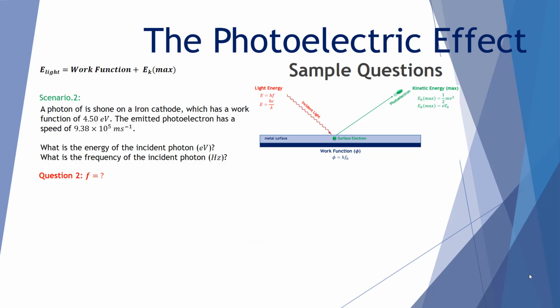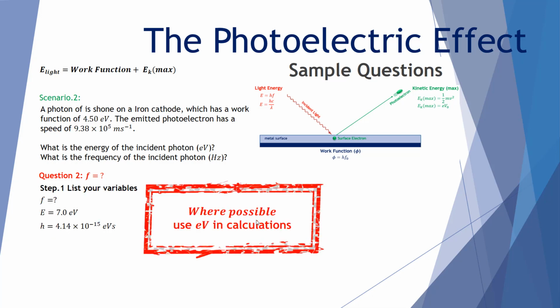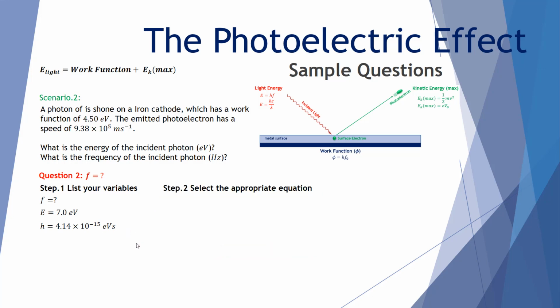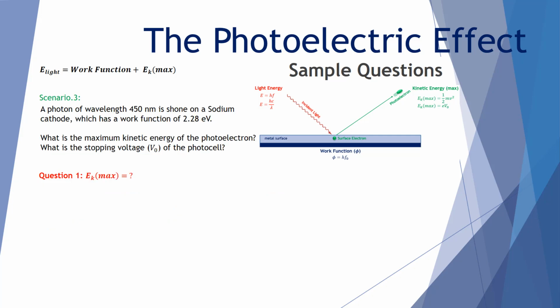Question 2 of scenario 2, we want to calculate what's the frequency of the incident photon in hertz. Now again, where possible, let's use electron volts for our calculations. We already have the energy in electron volts, so let's use Planck's constant as the electron volt version. So we know that E equals hf. And from that, we can work out the frequency of light is equal to the energy divided by Planck's constant. So we sub those values in, and we get a frequency of the incident light of 1.69 by 10 to the 15 hertz.